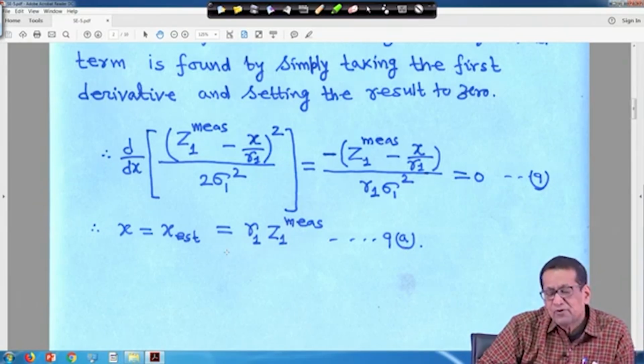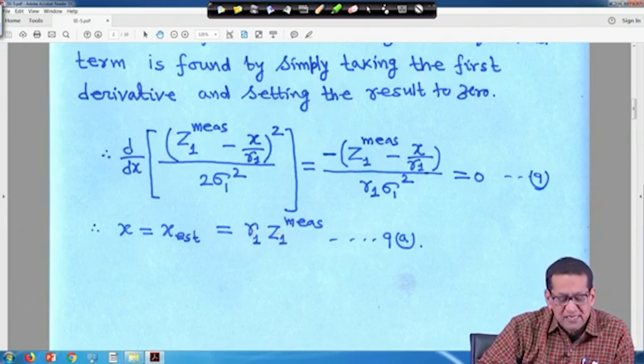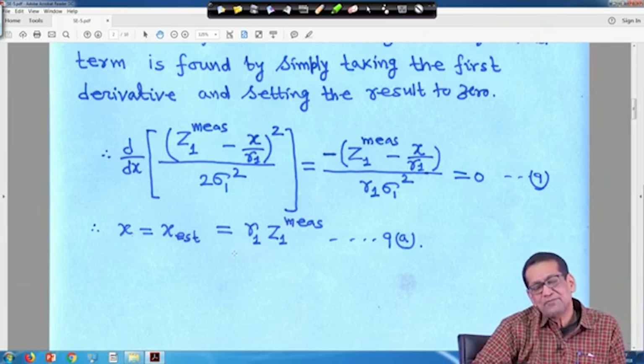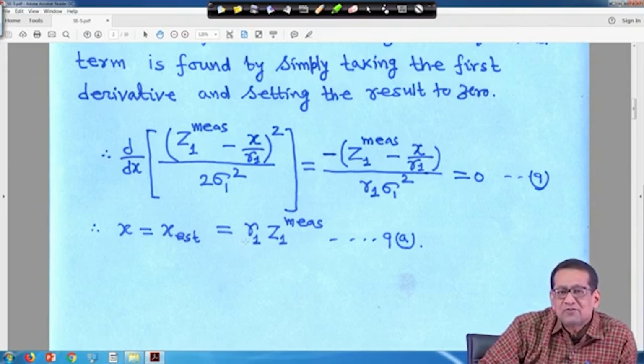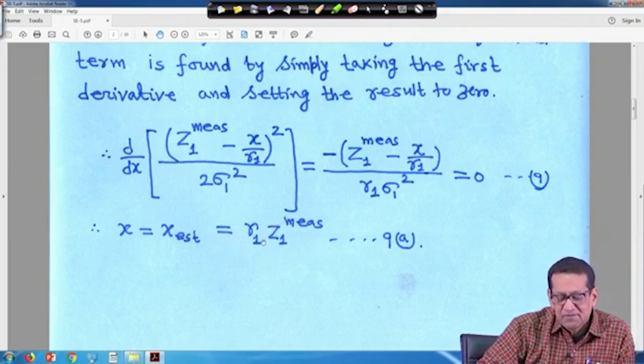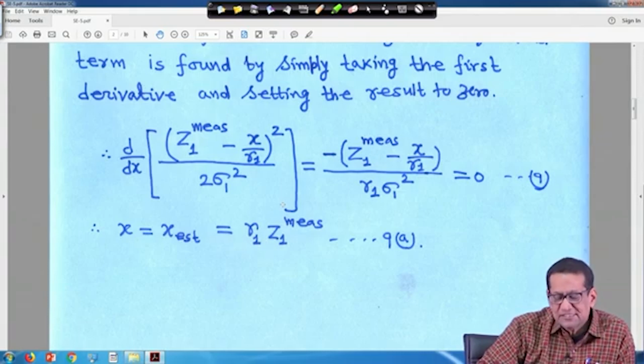So, for a simple voltmeter and ammeter, you are getting the same result like V is equal to IR, because Z1 measure is nothing but the I, this is the R1, and x is nothing but the V. Here only one meter is there, and you are just trying to find the true value of the voltage. So, it is quite straightforward, simply V is equal to IR.